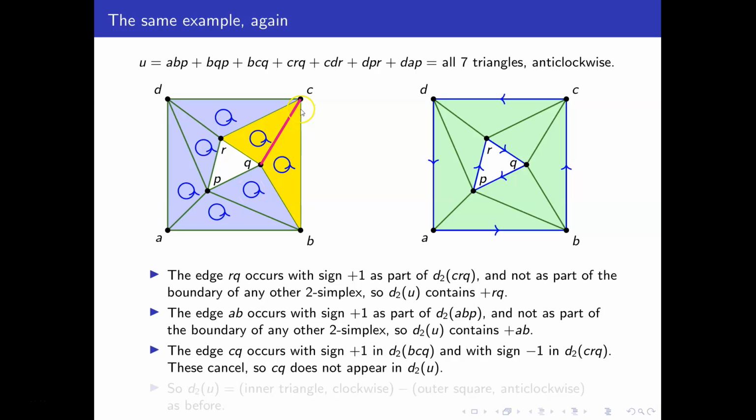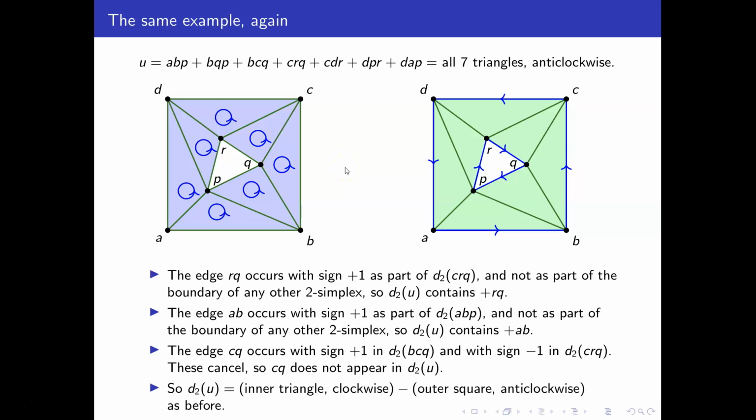But let's look instead at one of these internal edges that runs from the inner triangle out to the outer square, like CQ. Okay, so this appears as part of the boundary of two different triangles. So this one is BCQ, this triangle here, and that contributes a plus CQ. On the other hand, you've got this triangle here, CRQ, and that contributes a QC, which is the same as minus CQ. So those two cancel out. This appears with a coefficient +1 from one term and a -1 from the other term, and those cancel out. And so we don't see CQ at all in D2U.